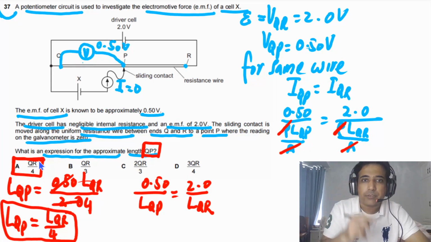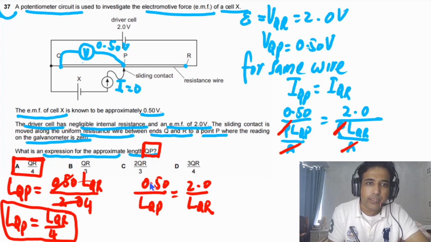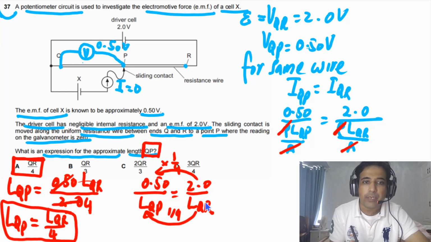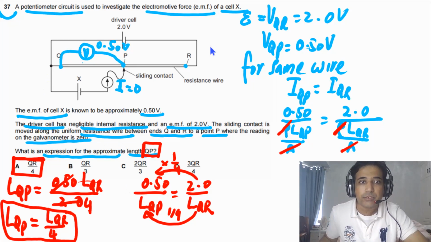The quick way to answer this question is, for example, if I look at this, this is lower than this one by a factor of 4. I mean, this is 1 by 4, so here also it has to be 1 by 4. This has to be 1 by 4 of this length. So quickly you can answer with this technique if you master this kind of question. I hope this is clear to you.